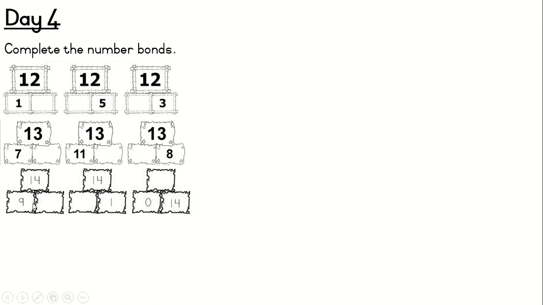9 plus 5 gives me 14. Right, and then here, you can see on top there's no number. But 0 plus 14 is equal to 14.